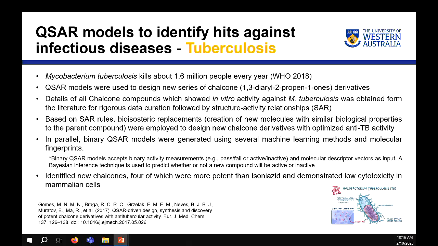So they were able to do this, and in parallel with the QSAR model, they were able to identify further new chalcones. And from these, 4 were found to be really potent compared with the drugs that are used to treat tuberculosis at this point in time, and they demonstrated low cytotoxicity in mammalian cells.